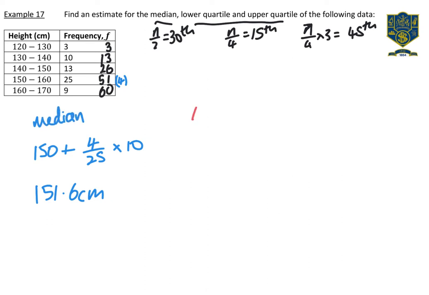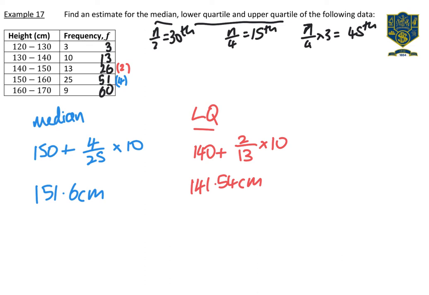The lower quartile, what we can see is it's the 15th term. And the first 2 groups take us up to the 13th. So to get the 15th, we need 2 more in the 140 group. So the lower boundary is 140. We need 2 out of the 13 that are in that group. So we need 2 terms out of the 13, and we multiply that by the width of 10. And if we work that out, we get that the lower quartile value is 141.54 centimeters.